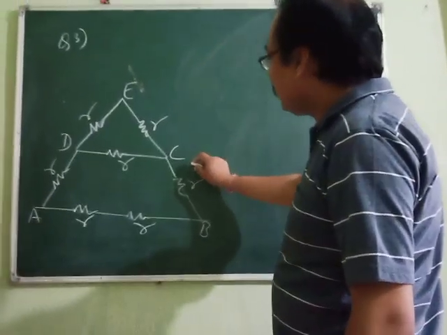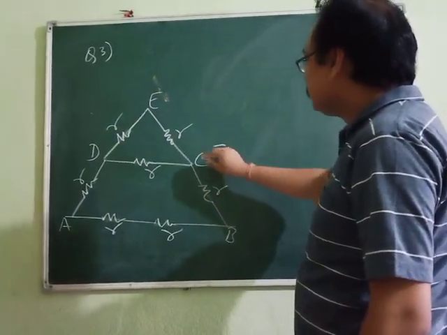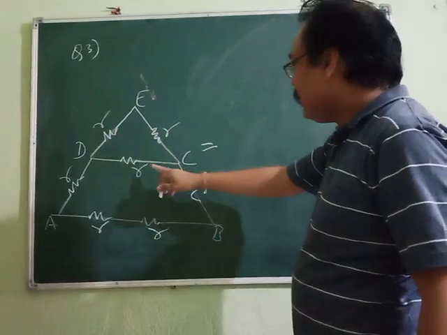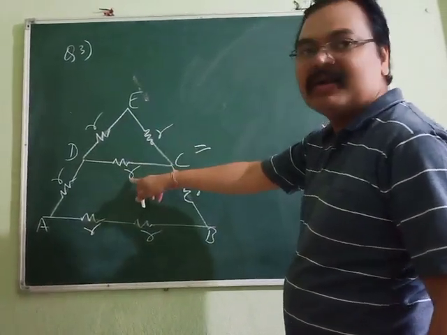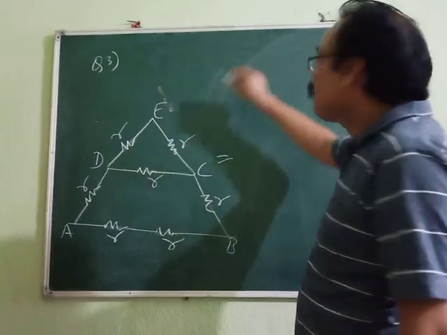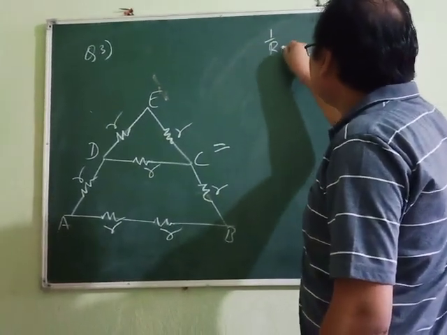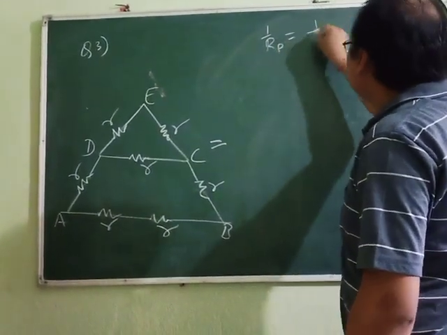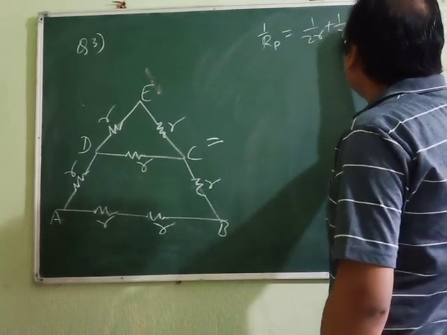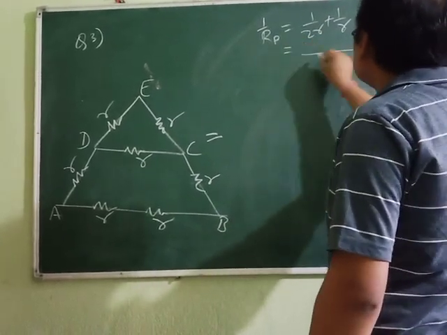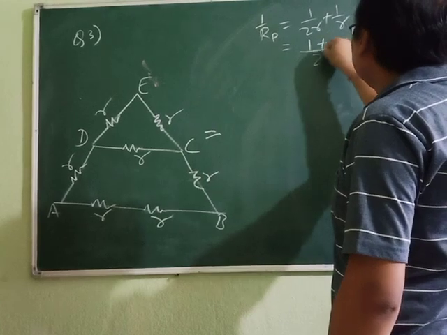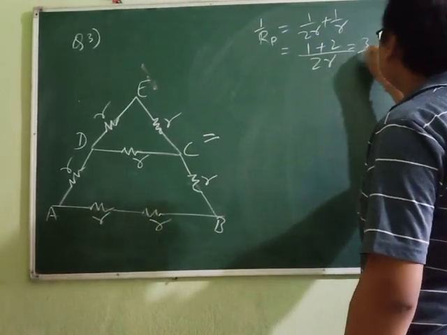Now this circuit diagram can be redrawn as this R plus R is 2R, and this 2R is in parallel with the R. So we can find out the parallel combination. We know that 1 by Rp, that is in parallel combination, is 1 by 2R plus 1 by R. So what we will get? LCM is 2R. We'll get here 1 plus 2, so we'll get 3 by 2R.